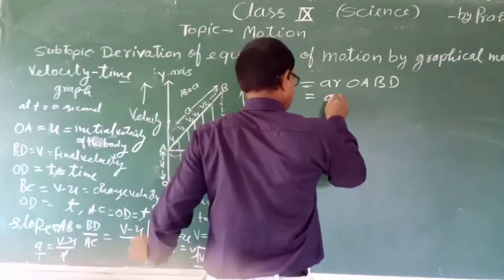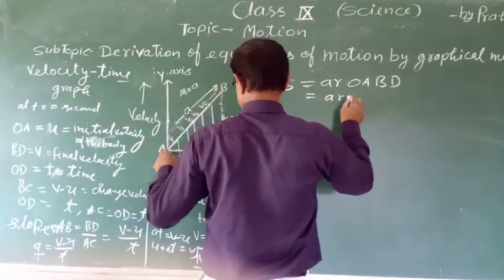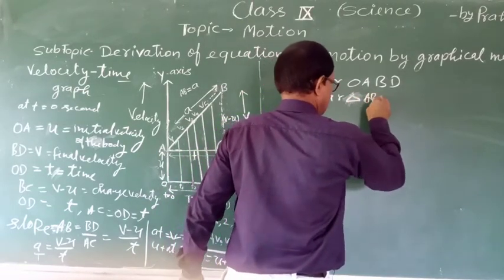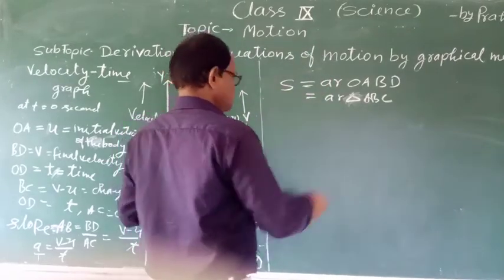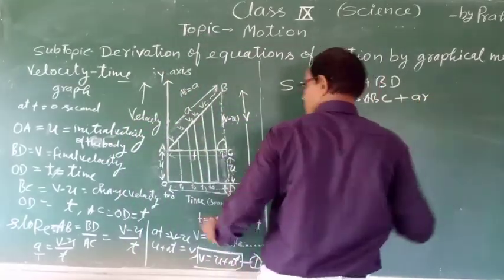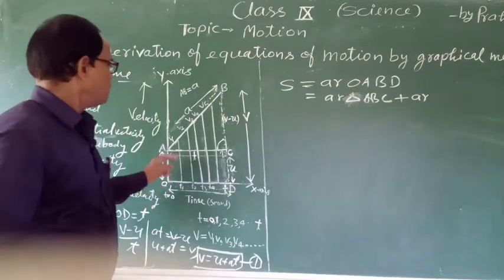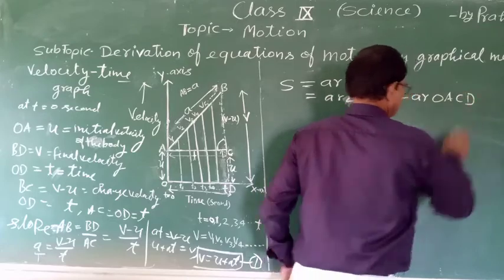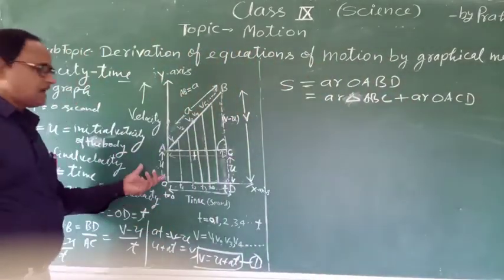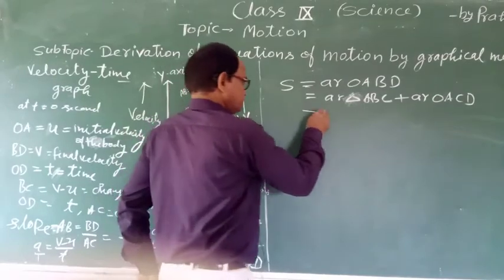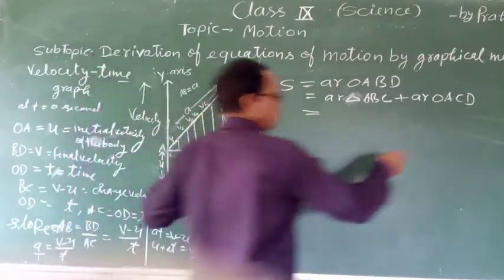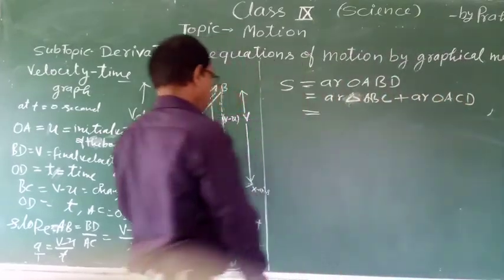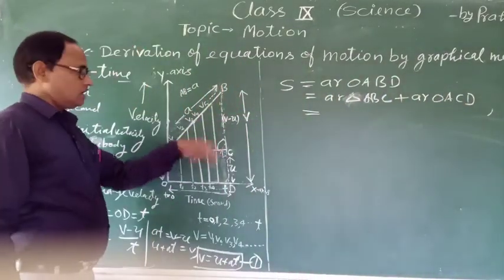Here, the area of triangle ABC plus the area of quadrilateral OACD, which quadrilateral is known as a rectangle. Here, angle C is equal to 90 degrees. Then it is the perpendicular line.